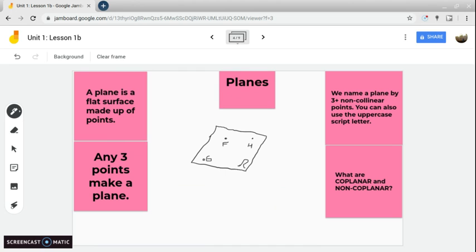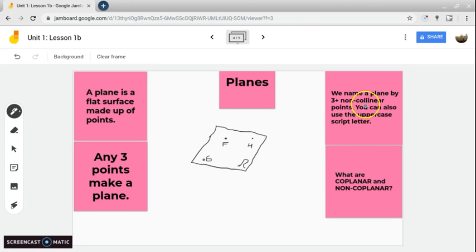Planes. Not like airplanes or anything like that. A plane is just a flat surface that is made up of points. Any 3 points make up a plane. We name a plane by 3 or more non-collinear points, and you can also use the uppercase script letter. So how would we name this plane?